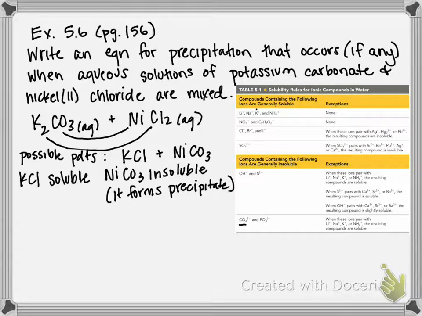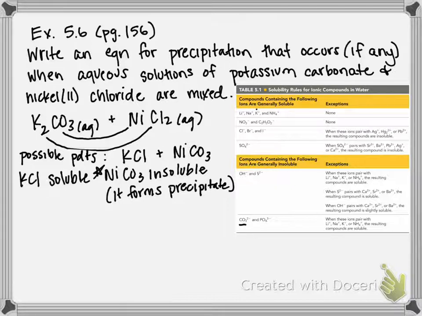So the way you recognize if one of these reactions is going to occur is if at least one of the products is insoluble. So in this case, it is the nickel carbonate. That's all we need to have the reaction proceed. Now that we know one of our products is insoluble, I can begin to write the equation for this.